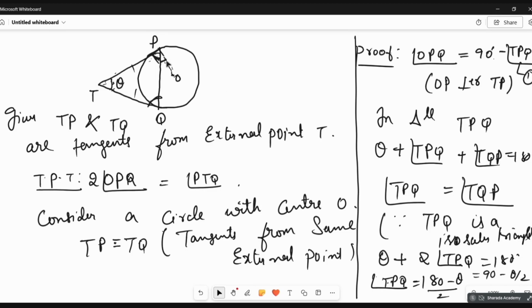See, what we have done is, this plus this is 90, so OPQ is 90 minus TPQ. So I will write TPQ in terms of theta. For that, I'll take this triangle. In this triangle, two sides are equal, so TPQ and TQP are equal. By the angle sum property, theta plus these two angles is equal to 180 degrees. Instead of TQP, I will write TPQ only. So theta plus 2 times TPQ is equal to 180 degrees, so TPQ is equal to 180 minus theta by 2, that is 90 minus theta by 2. Now here you substitute, you will get the answer.